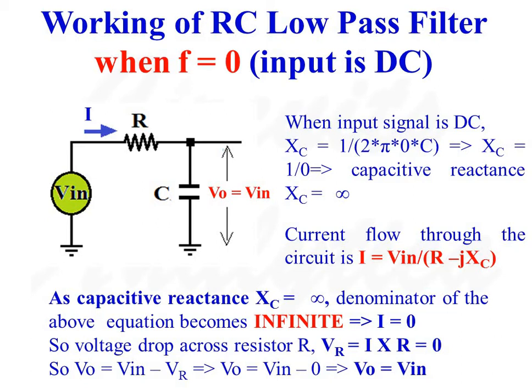When voltage drop across resistance R is equal to 0, output voltage V0 is equal to Vin minus VR. That means output voltage V0 is equal to Vin. So when a DC signal is applied, output voltage V0 is equal to input voltage Vin.